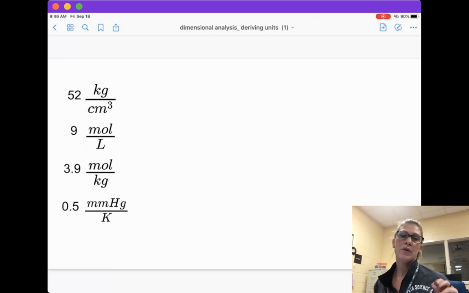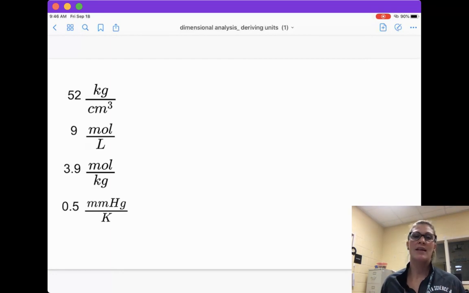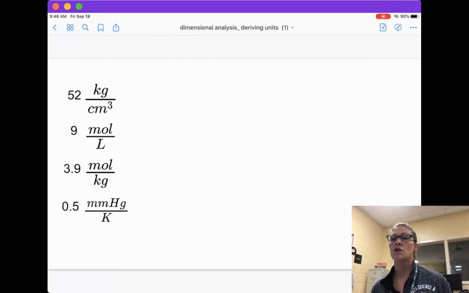Okay, guys, so here we have four different units that were derived through manipulating the math. When we set up our dimensional analysis, these were the units that were left over. So what we have done is we've created new two-dimensional units that can be used to convert or to explain a scientific phenomena.